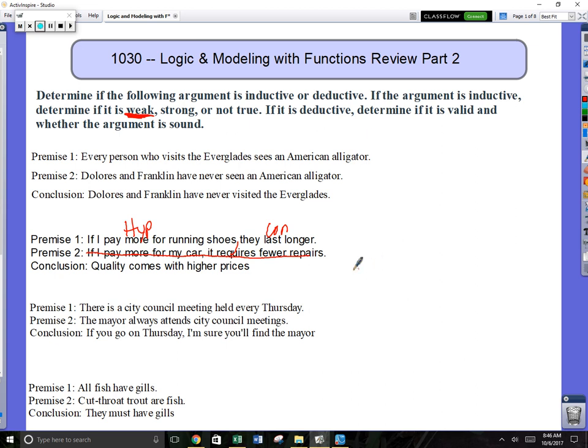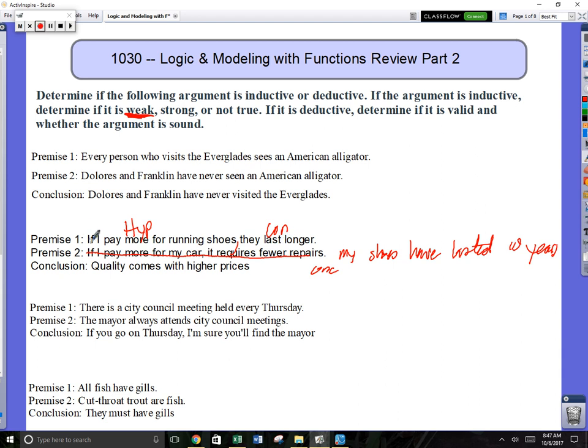Premise number 2, maybe my shoes have lasted 10 years. So then my conclusion would tie back into that first premise. So the first premise, if I pay more for shoes, they last longer. Premise number 2, I got a pair of shoes that lasted 10 years. So my conclusion, they must have been expensive shoes. And my second premise, they are affirming the hypothesis. No, they're affirming the conclusion. I've got some long-lasting shoes. So they're saying that's true. So they're affirming the conclusion, and that is invalid.